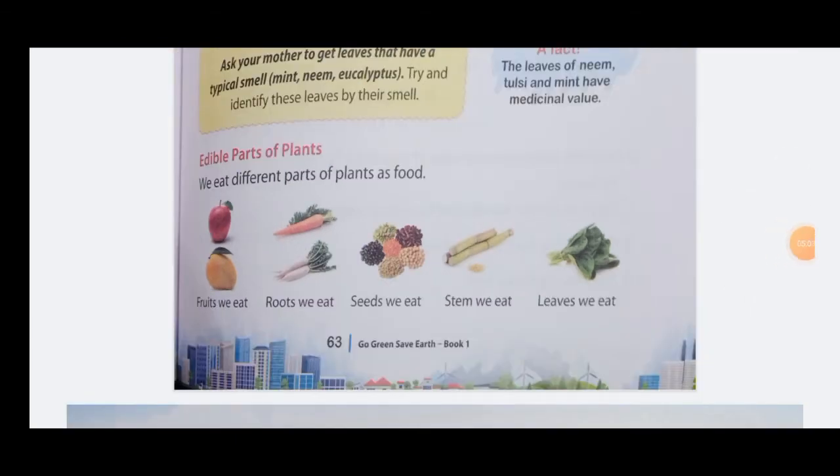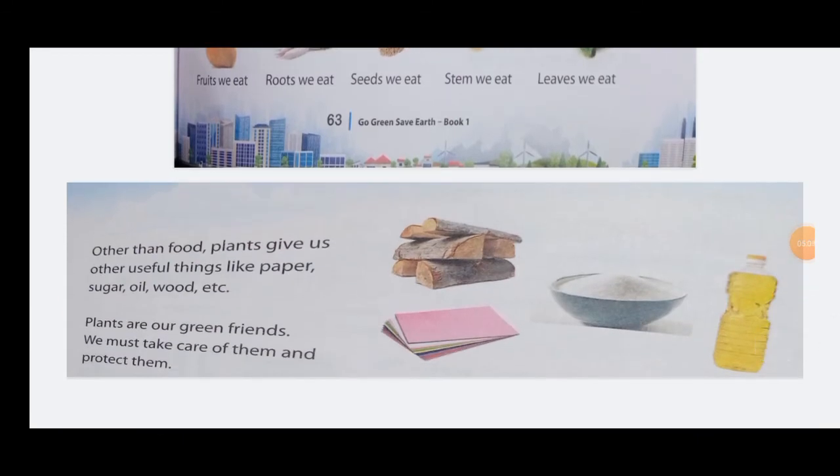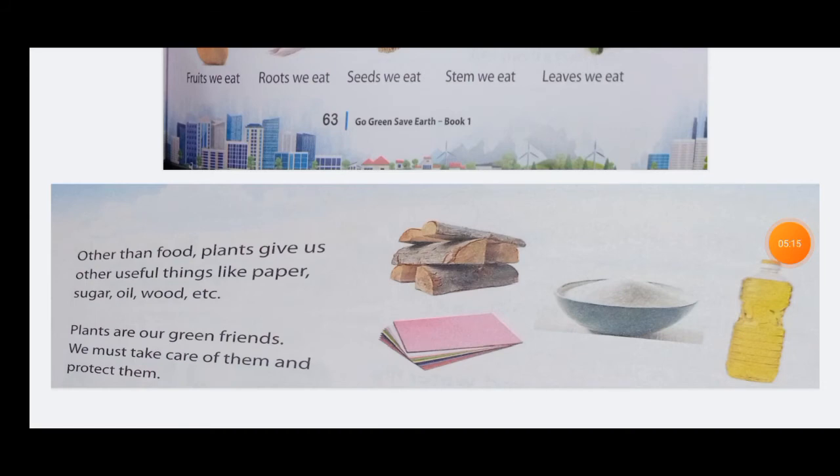Uses of plants. Plants are very useful to us. Other than food, plants give us other useful things like paper, sugar, oil, wood, etc. Plants give us food and other useful things. Plants are home to many animals, birds and insects.